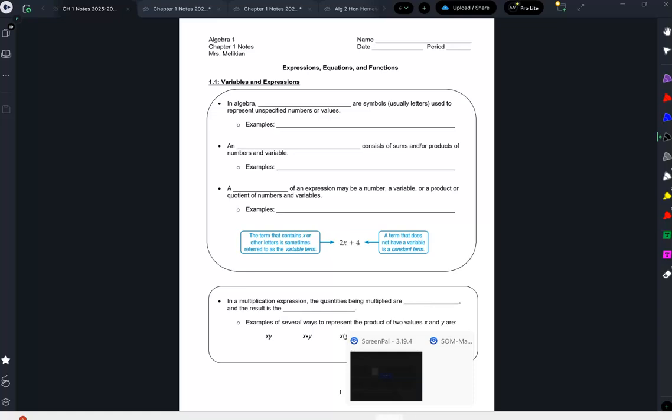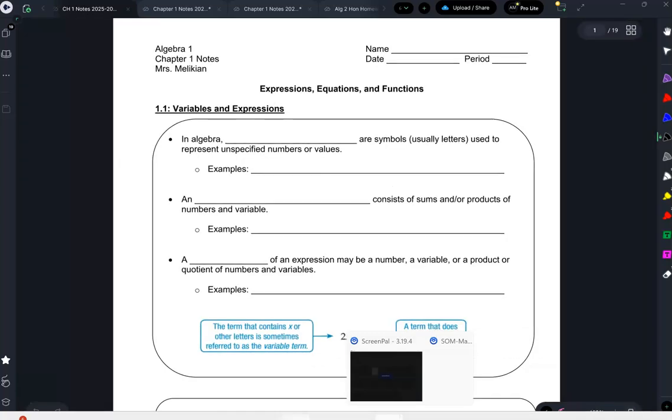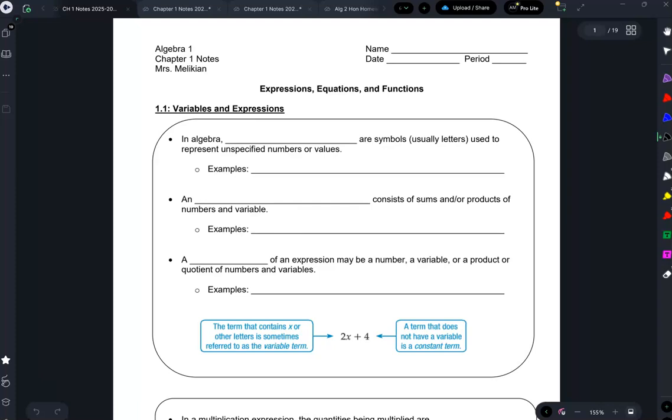We got it. So we have section 1.1. We're going to talk about expressions and variables and so on. So in algebra, variables are symbols, usually letters, which are used to represent unspecified numbers. So for example, x can be a variable, y, a, b, right? So many different things.